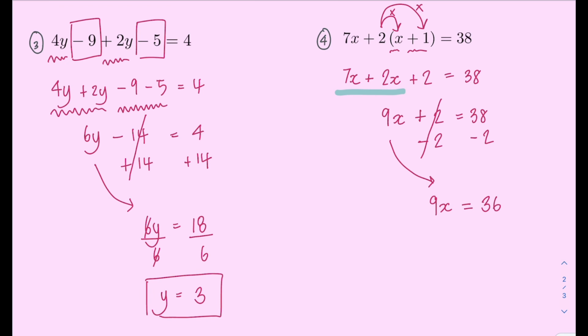9x equals to 36. 9x means 9 times x, so the inverse of 9 times is to divide by 9. So now you need to divide both sides by 9 to isolate the x. On the left, you have 9 over 9, and that equals to 1. So cross it out, and you're left with x on the left-hand side. On the right, you have 36 divided by 9, and that is equal to 4. So x equals to 4.